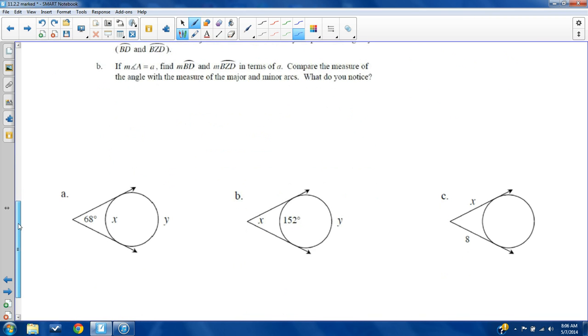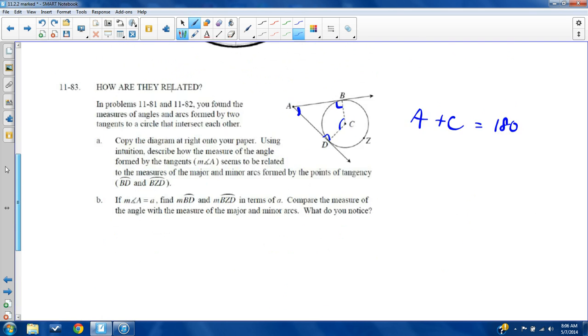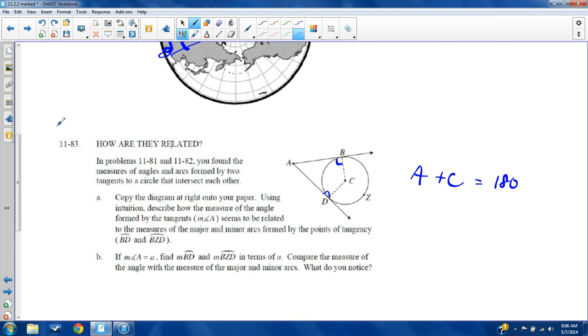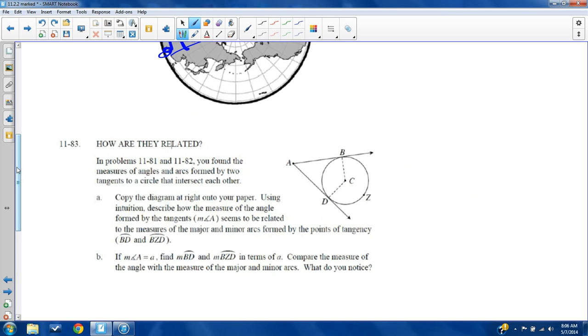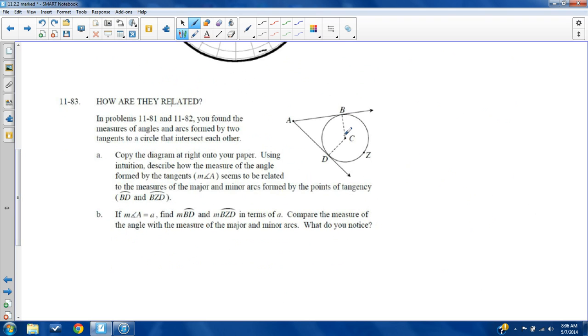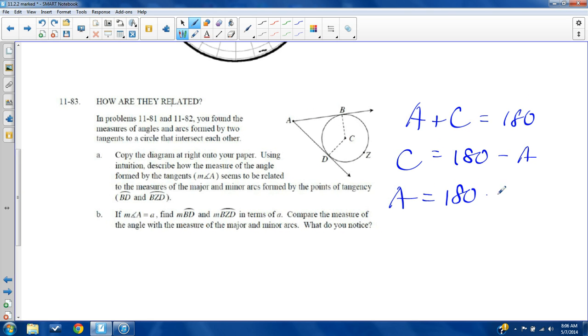All right, here we go. Oh, perfect. So alongside that, let's go ahead and work with what we know from when I talked about that: A plus C is 180. To do these practice problems, you're going to have to know a little bit about that. Let me write that one time, actually. A plus C equals 180. If A plus C equals 180, then C equals 180 minus A, and A equals 180 minus C.